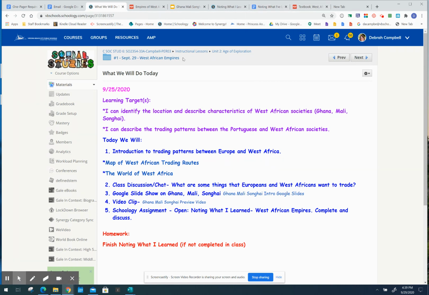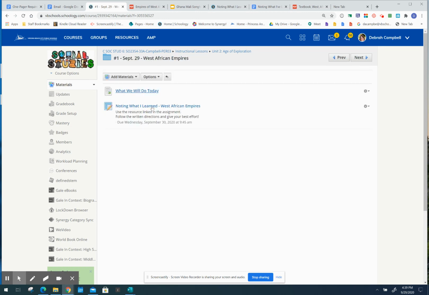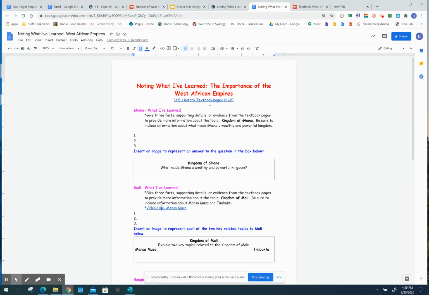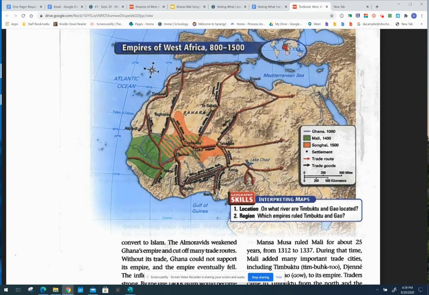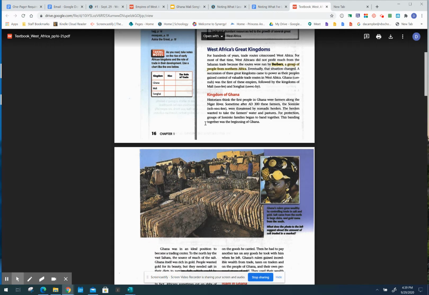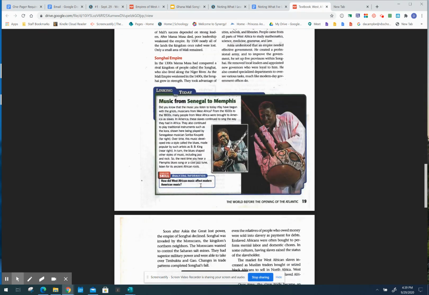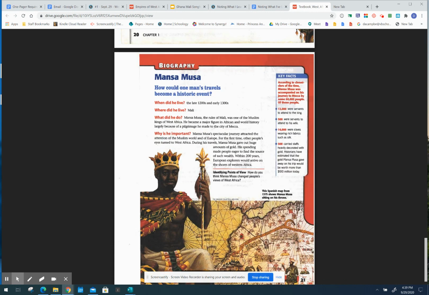All of those are meant to just be a good transition into your reading assignment, Noting What I've Learned. So you would come back into the folder up at the top and open up Noting What I've Learned. Now, this is a Google Doc, and the pages that you're going to need to reference to complete this assignment are linked up at the top. It shows that it's basically some history pages, pages 16 through, I believe, 21.